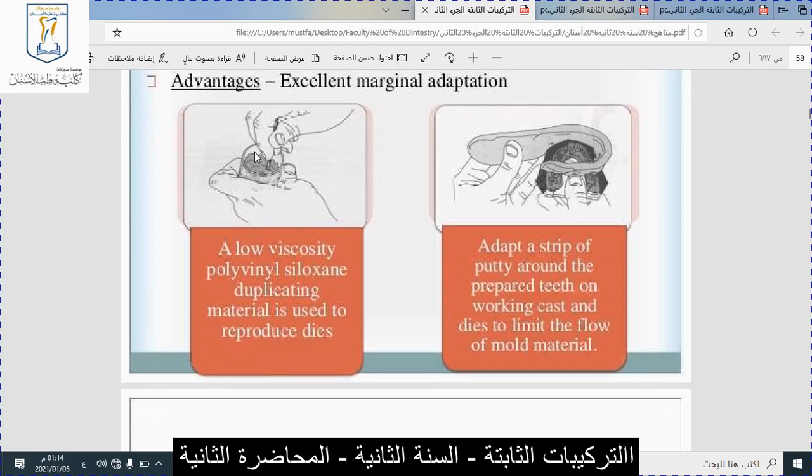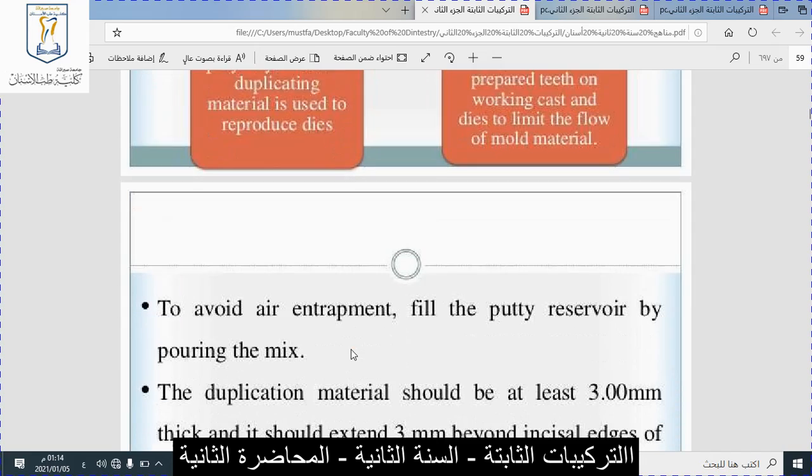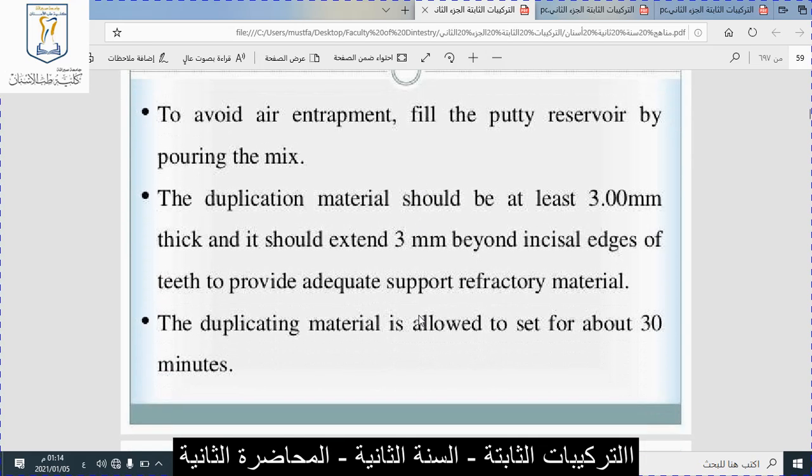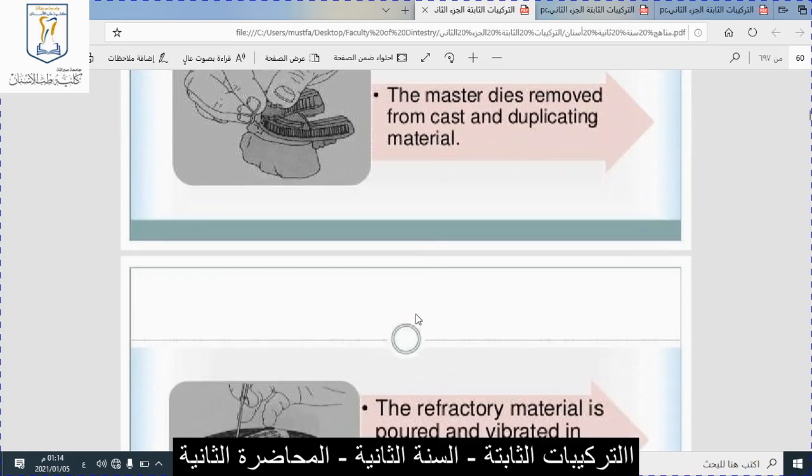Excellent margin adaptation. Low viscosity polyvinyl siloxane duplicating material is used to produce dies. Adapt to the putty body around the prepared tooth. Use the working cast and dies to limit the flow of the materials. To avoid air entrapment, air must not be trapped when mixing any material for the die, so you have to avoid air trapping inside the materials. Fill the body restoration with the reservoir, mix, and then this is the construction.